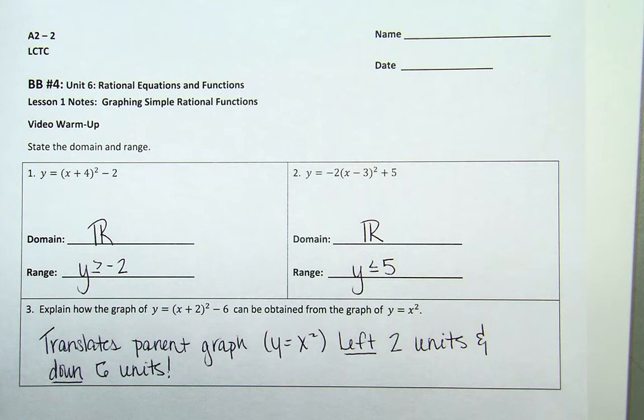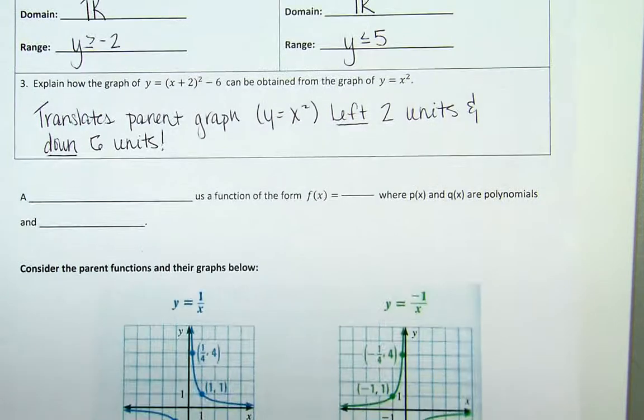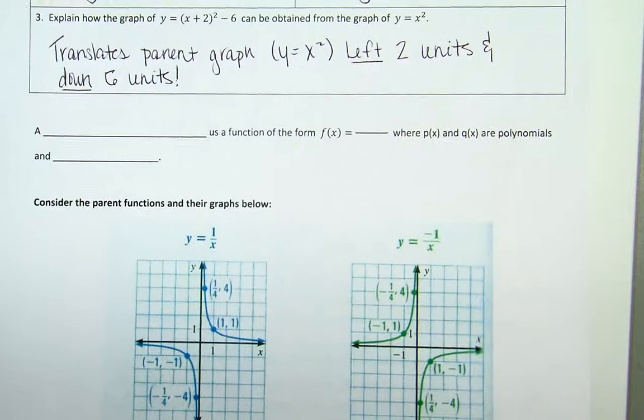So to start, you have a video warm-up. Hopefully you've had a couple minutes to go through numbers 1, 2, and 3. The answers are given to you for all 3 of those problems. The next time that we meet in class, we will go over any questions that you may have about this warm-up. But for right now, we're going to move on to graphing simple rational functions and the notes that you guys are going to take for Blackboard assignment number 4.